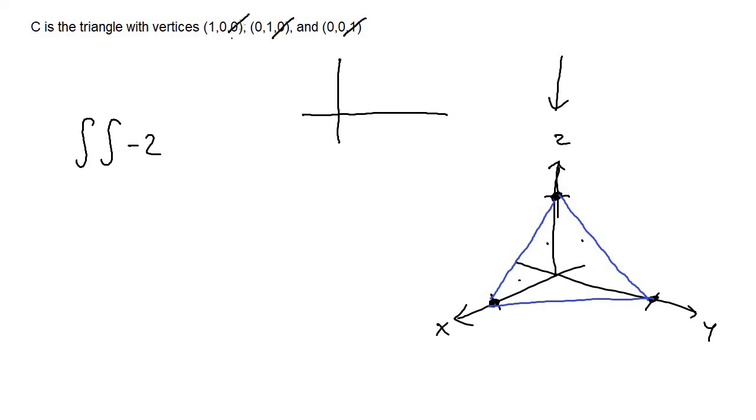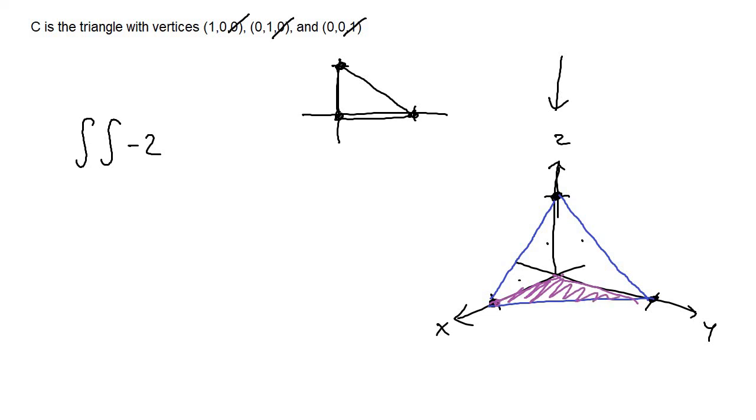So if I graph (1, 0) first, then (0, 1), and then (0, 0), this is what the triangle looks like on the xy plane. If I draw that on the three-dimensional plane as well, this is the region we're looking at.